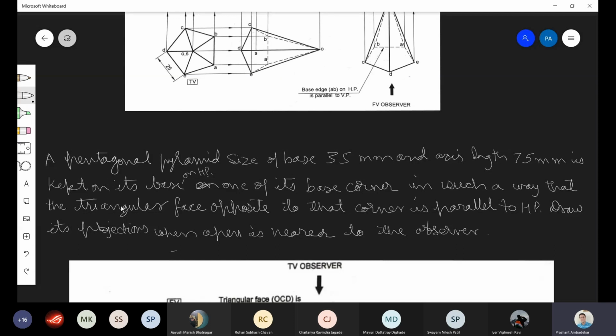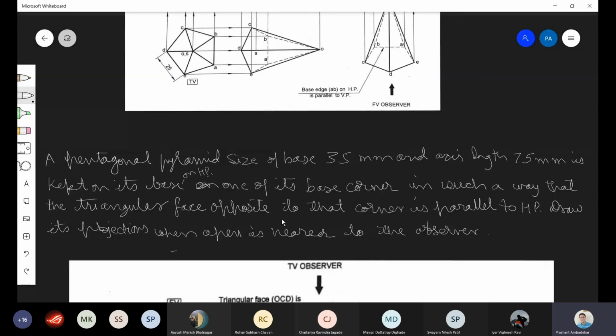ओके, सो इट इज सेइंग दैट द ट्रायंगुलर फेस अपोजिट टू दैट कॉर्नर इज पैरेलल टू HP. See now this triangular face, for example this triangular face A, B and O, it is parallel to HP. ठीक है. Then this is the first condition. See, angle is not given. That triangular face is parallel to HP.